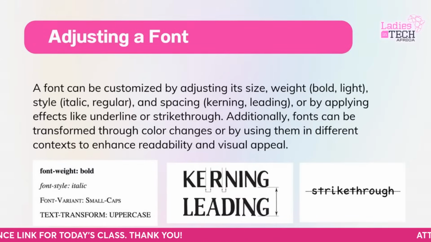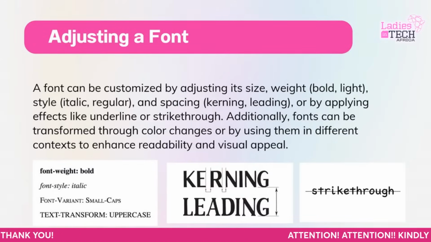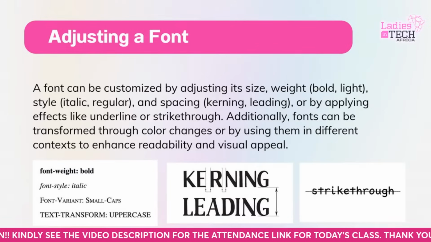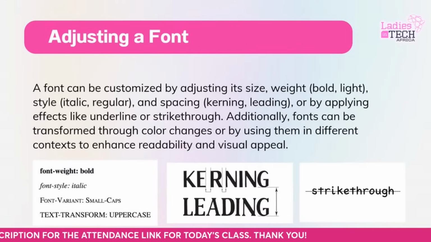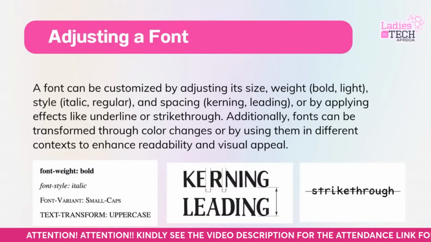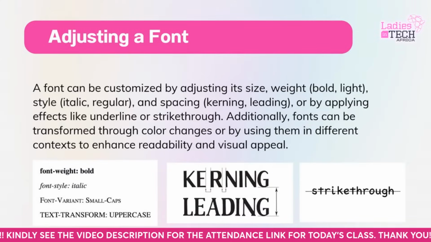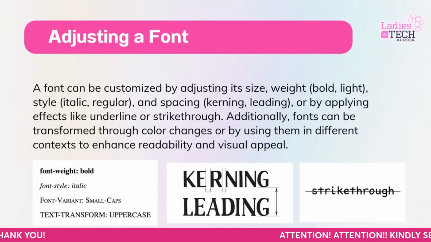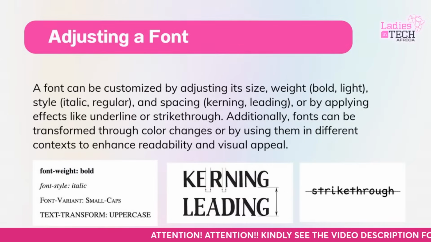So when you're adjusting a font, which is kind of typography too, a font can be customized by adjusting its size, weight, style, and spacing. And then you can also apply effects like underline, strike through, maybe shadow. There's even a whole text section inside Figma, which I'll show you today. So you can make it big, small, bold, light. You can adjust the spacing, adjust the effects, and then you can give it life by adding color, or putting it on a shape or on a button. So that's it basically.